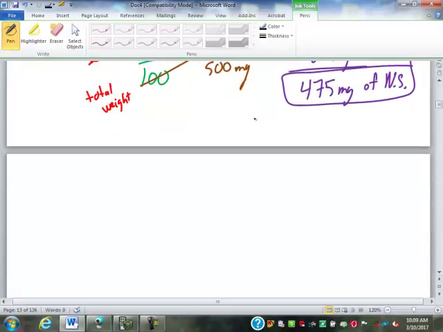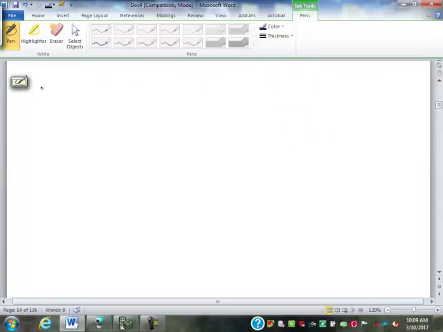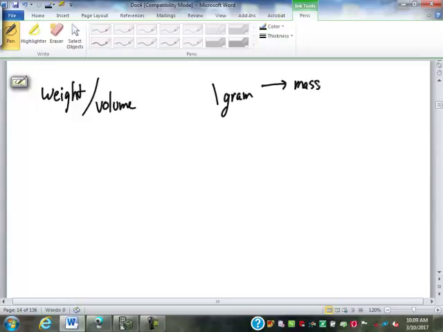Our final type of concentration is called a weight in volume concentration. And to make this one work, we have to go back to our last unit and review just a little bit. In the metric system, 1 gram is defined to be the mass of 1 cubic centimeter of water.